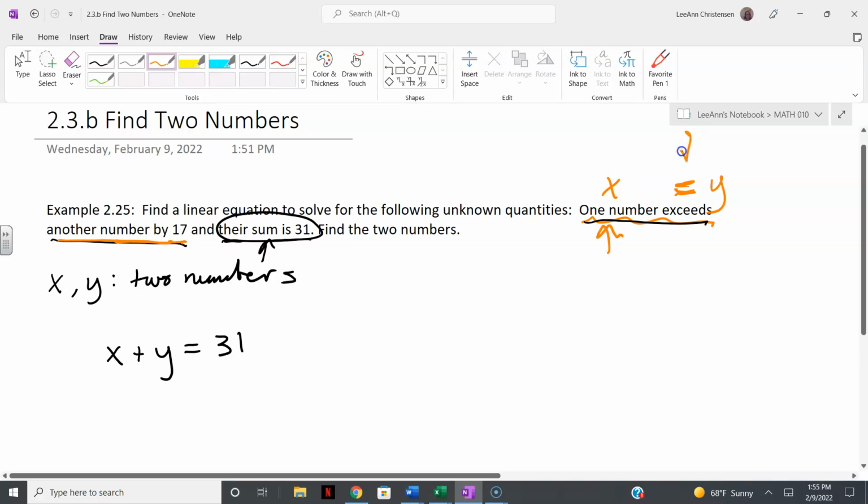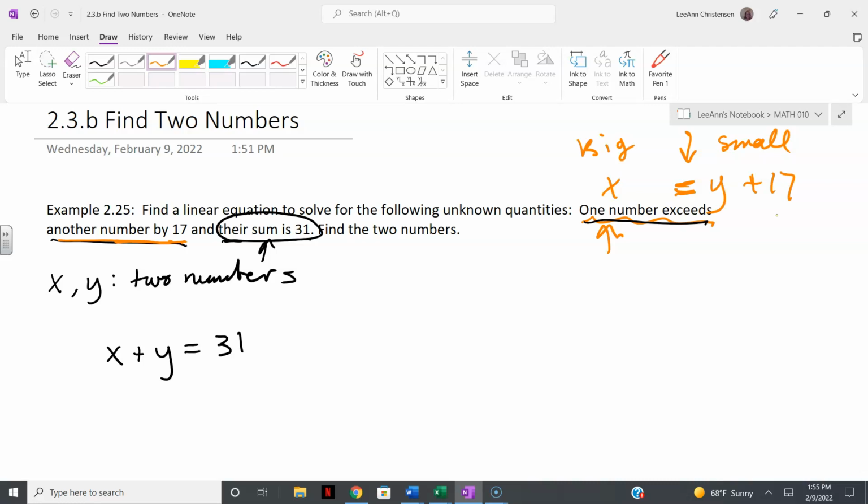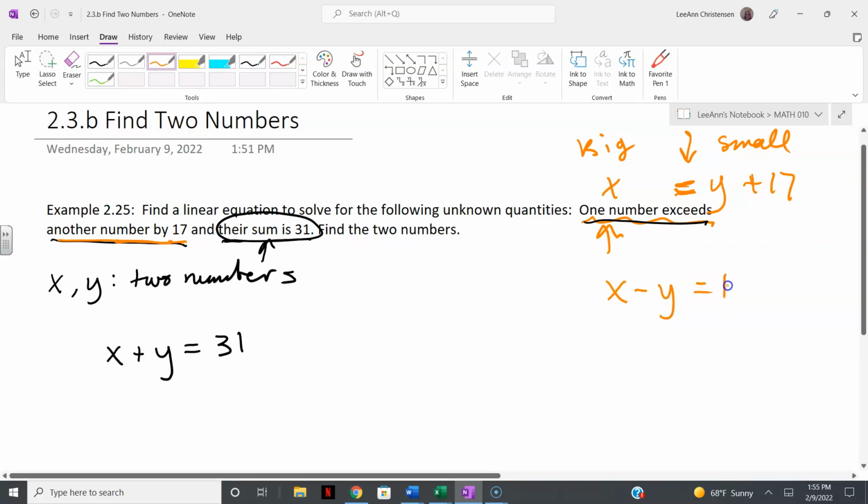Okay, so if I want them to be equal, which one's smaller? I'm saying this is the bigger number, the x. So that means this one is the small number, y. And if I wanted them to be equal, I'd have to add 17 to the small one to get it to be as big as the big one. Now that might make sense to you. If it doesn't, that's okay. You could say, well, the difference between the two numbers is 17. That works. It's the same as this if you rearrange it.